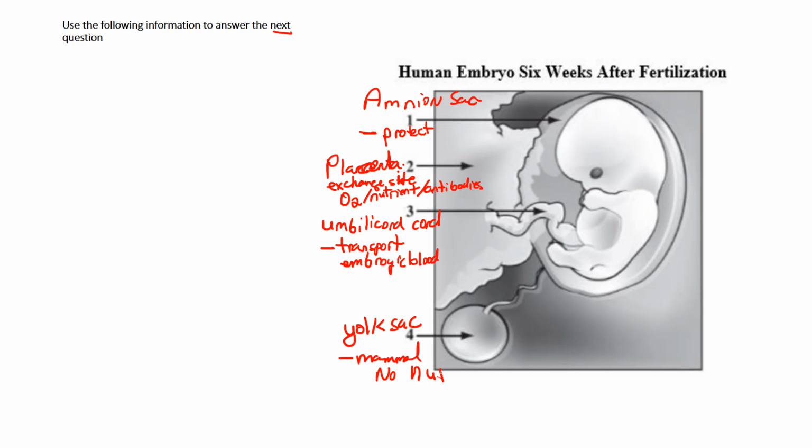So no nutritional value. What we did say is this becomes the first blood cells and the future sex cells. So just a couple of notes. Of course, you'd be doing that a lot faster in a test environment. But always a good idea to, at least at the very minimum, label the diagram.